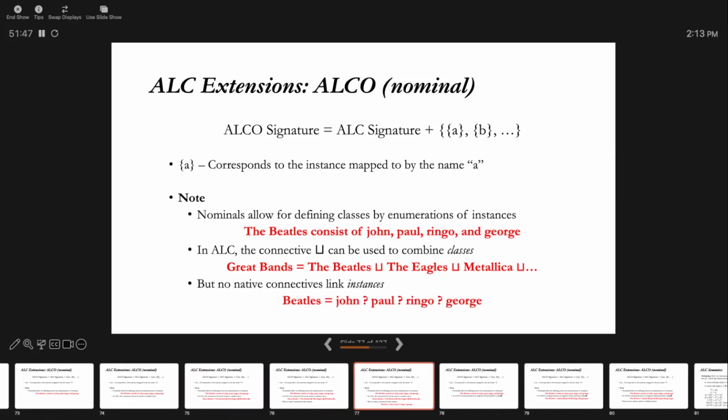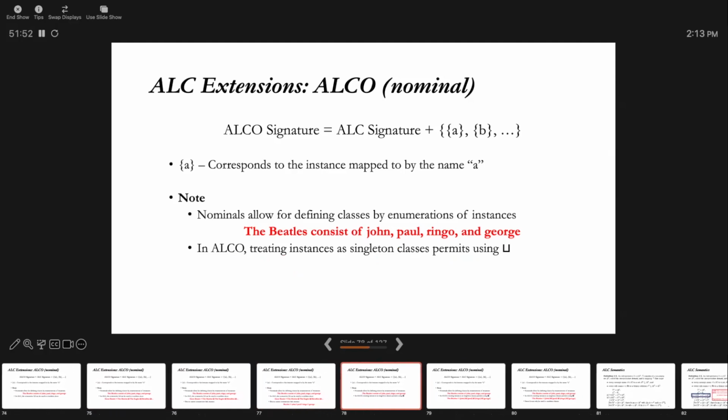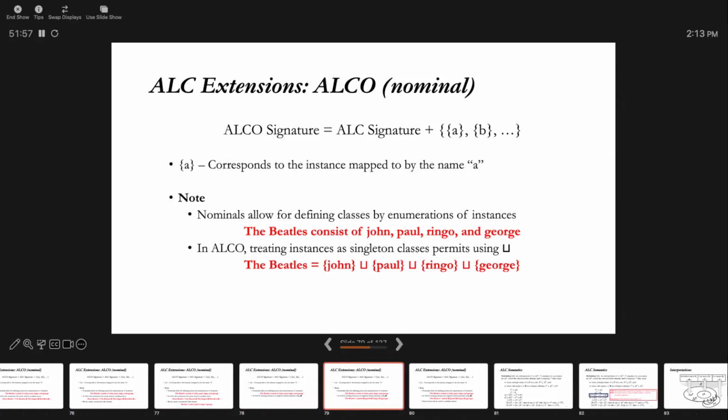What we do in this language is take the singleton set. That's what these brackets are for. So this is not just a name. It's an instance. This bracketing is mapped to the thing mapped to by the name. It is a class, a singleton class, so that I can use it with unions that only hold between classes. So now I can define the Beatles as the singleton of John, the singleton of Paul, Ringo, and George. Does that make sense?